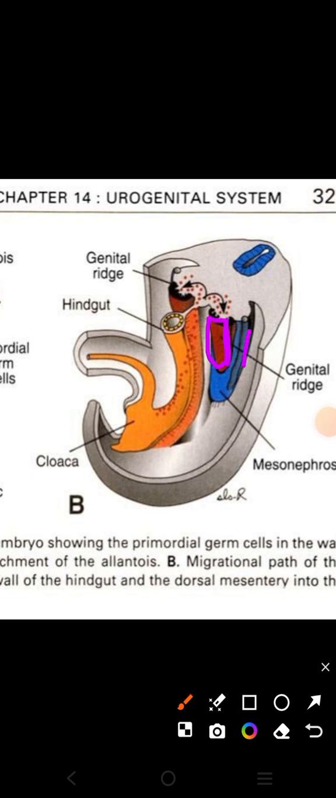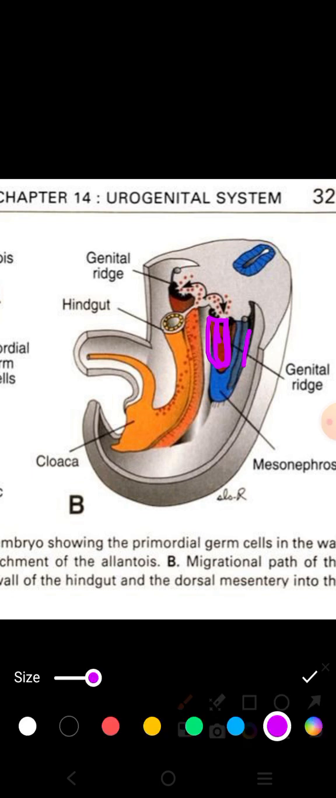In red color, this is the genital ridge, and in blue color, this is the mesonephros, right? Mainly three primitive kidneys develop in an embryo: pronephros, mesonephros, and metanephros. But the mature kidneys in our body are developed from the metanephros, right? They are not developed from the pronephros or the mesonephros. Remember, this is the mesonephros.